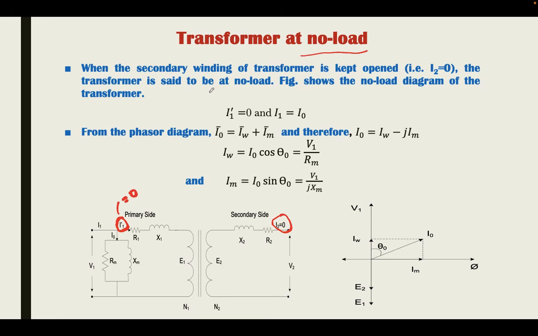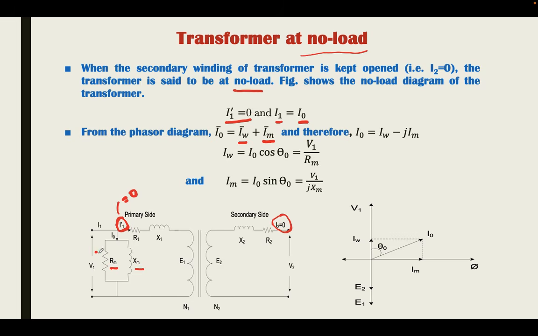When the secondary winding of a transformer is kept open, the transformer is said to be at no load. Now I1 dash is equal to 0, and I1 will be equal to I naught, because only the no load component of current is flowing in the circuit and the rest of the circuit is considered unenergized. Now only Rm has some current and Xm has some current. The component of current in Rm is Iw and in Xm it is Im.